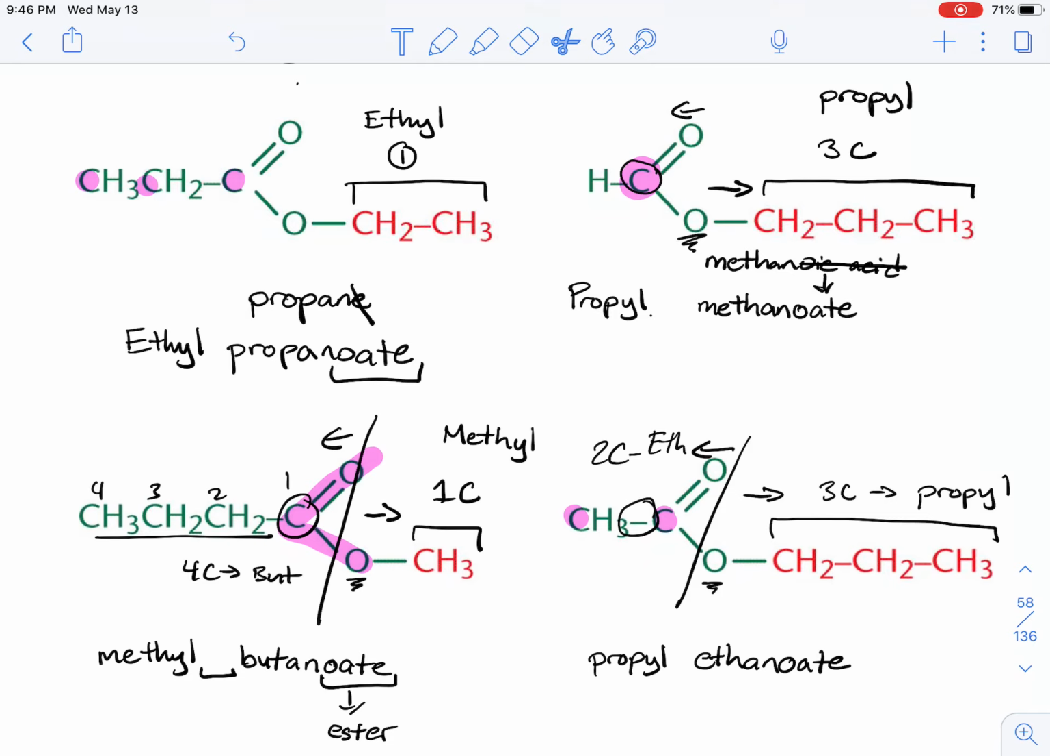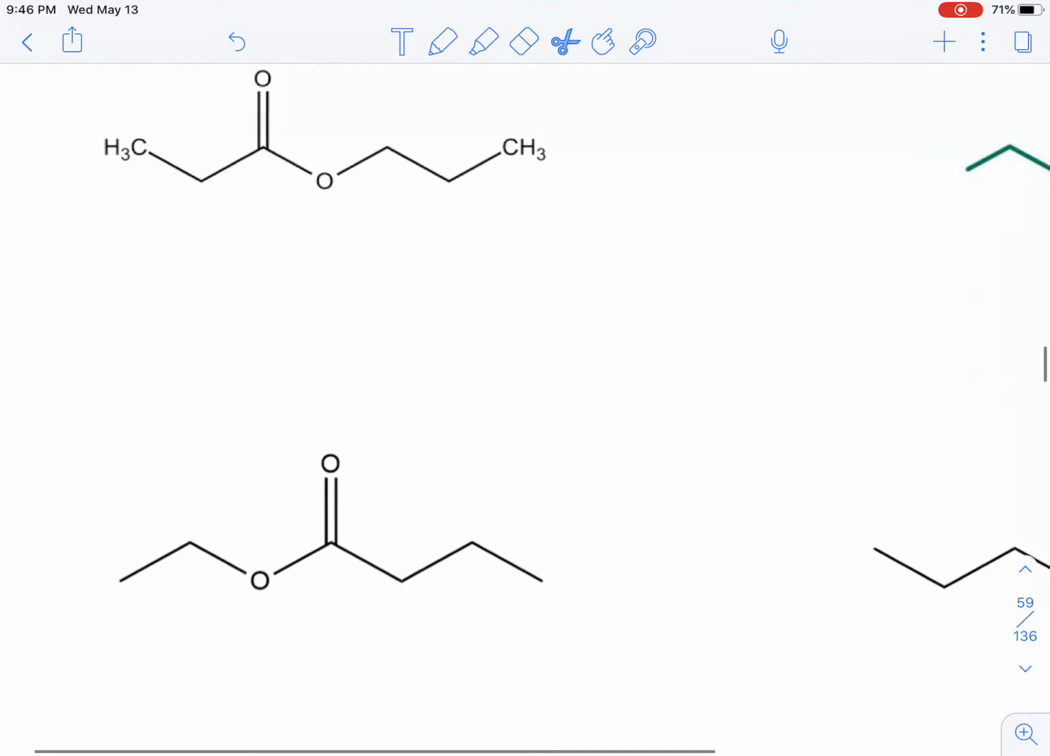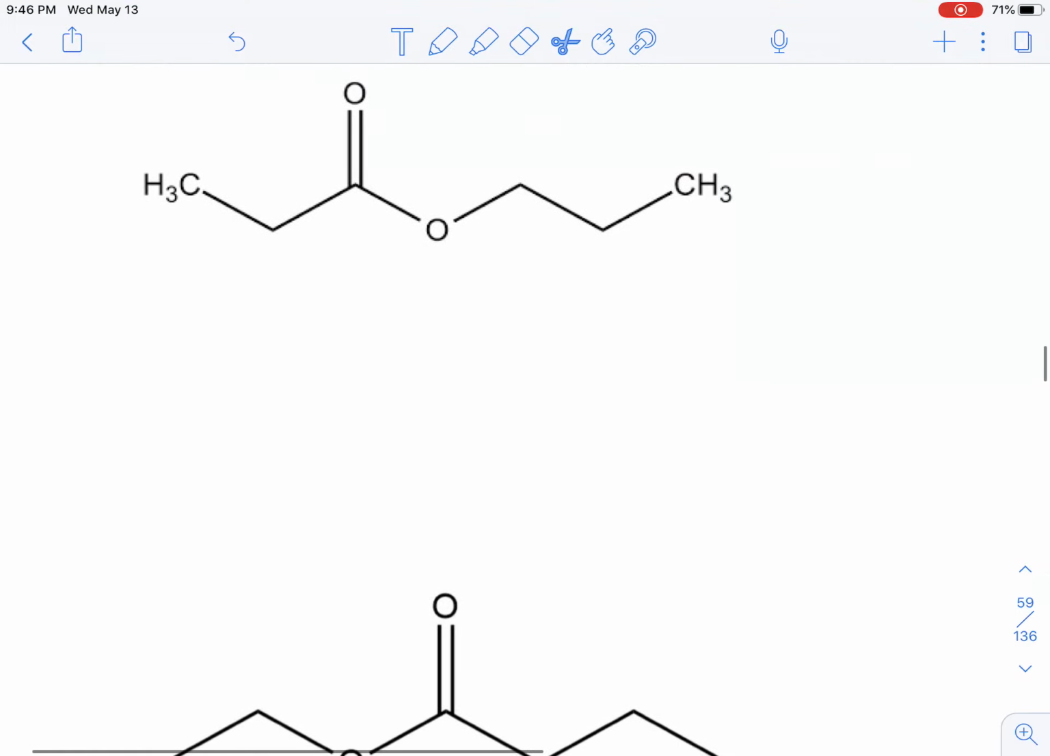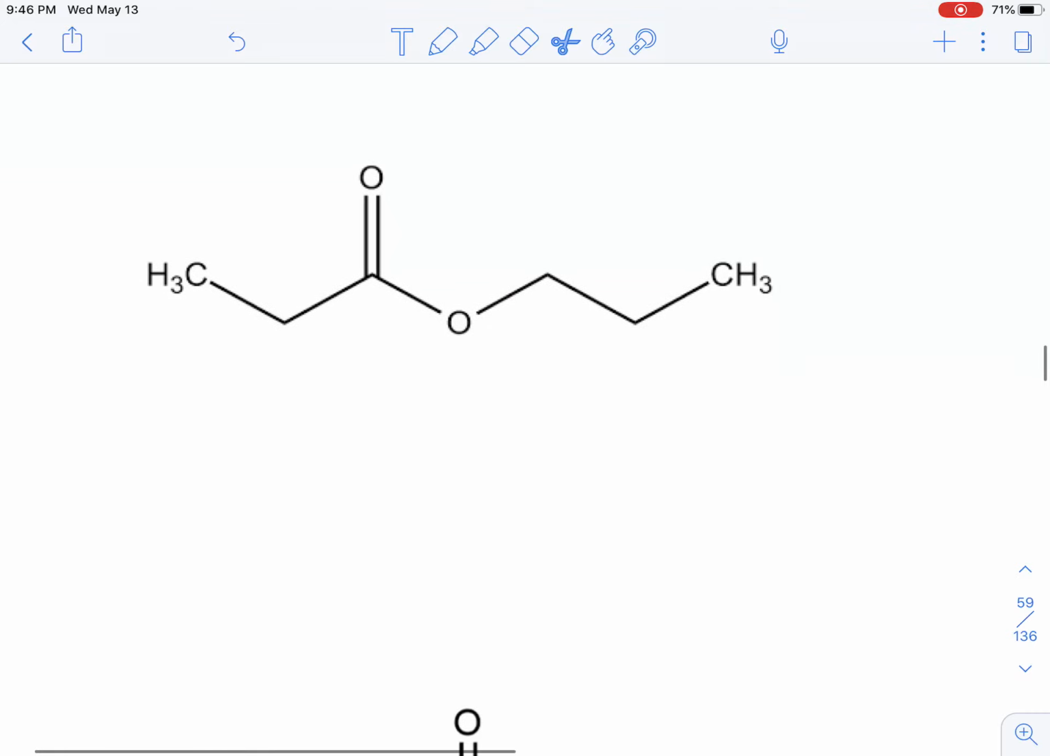But, and I showed it to you through the condensed structure form. And so we're going to go ahead and learn how to name these esters using the skeletal structure. And nothing's highlighted for you, so there's no crutch, so to speak. So how do we do this?